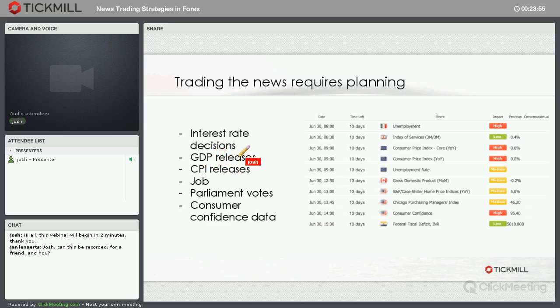But nevertheless, it's considered a high impact item when the US prints it, or when certain Eurozone economies, or when China or Japan or Australia print it. It is definitely tradable. And that is how you would trade it.